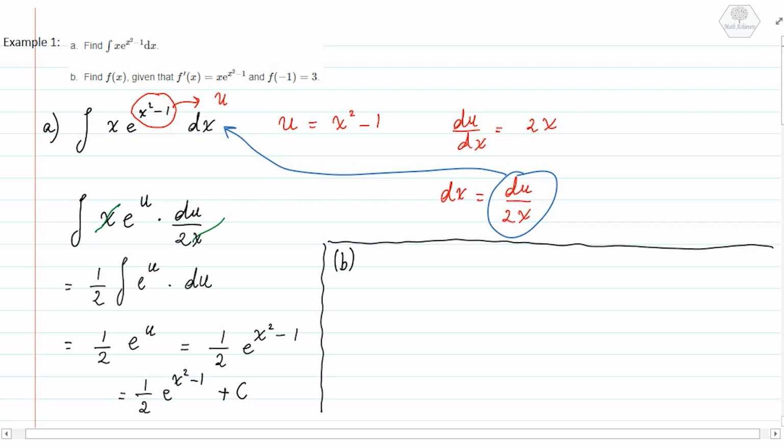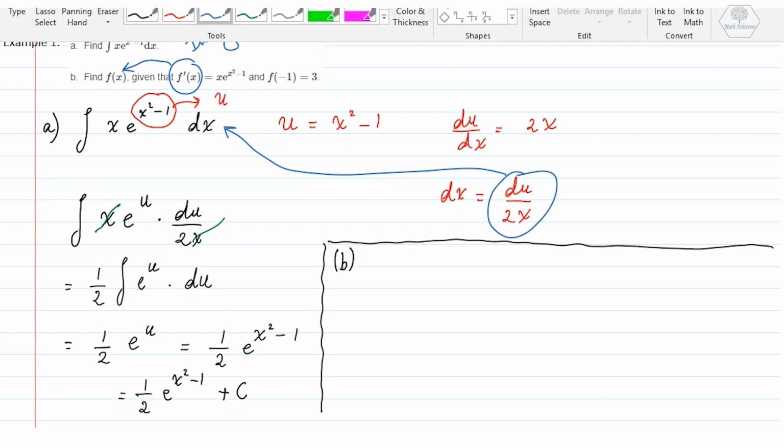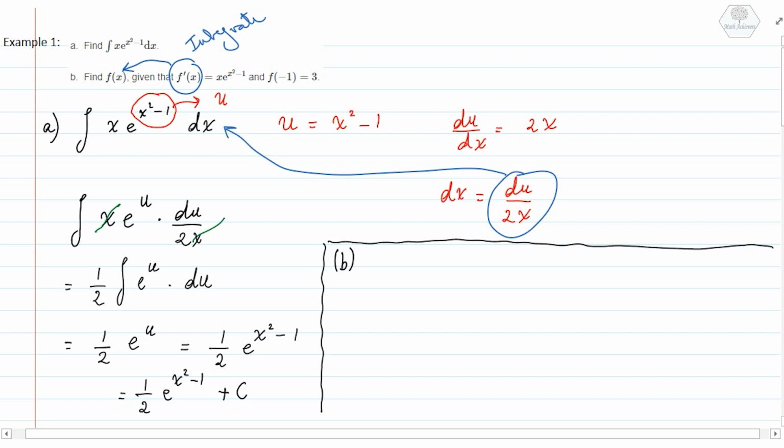So in part B, the f prime of x is equal to x e to the power of x squared minus 1, and I need to find f of x. In order to find f of x, I'm moving from f prime of x to f of x. So when I move the opposite way, I need to integrate. And we've already integrated this function. But the only step that's missing is to find the c, the constant. And it's given in the question that f of minus 1 is 3. It means that when x is equal to minus 1, the value of the function is 3.